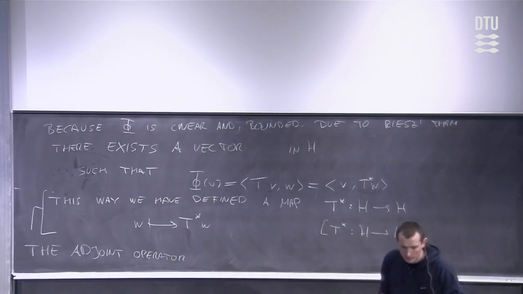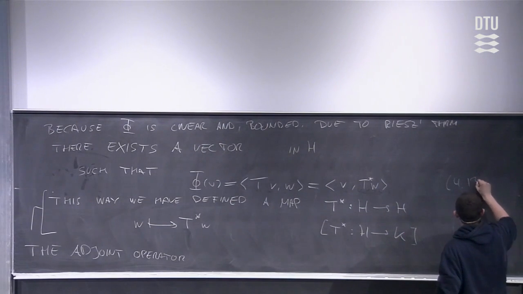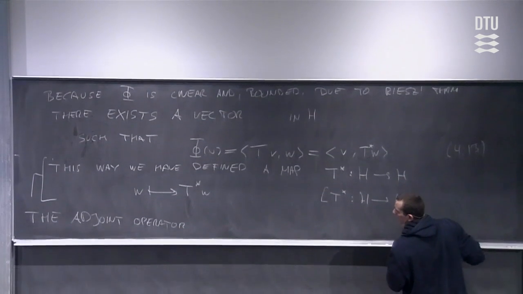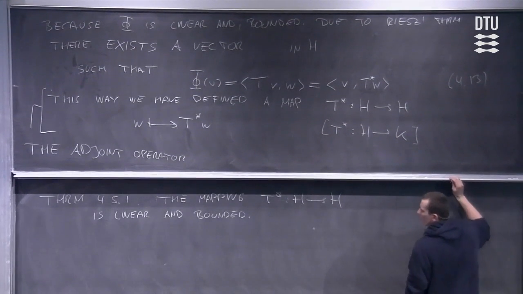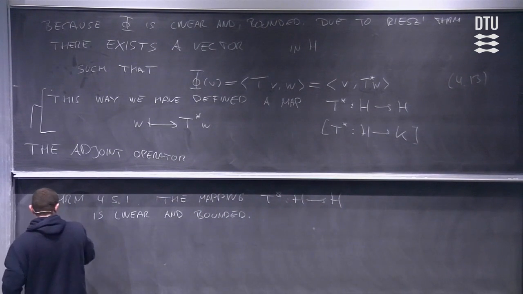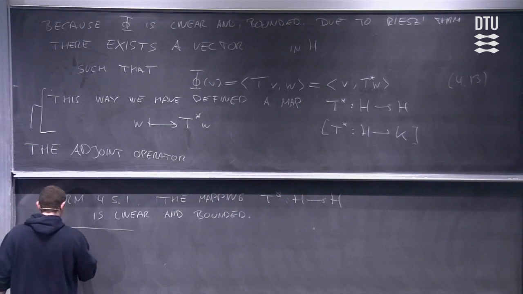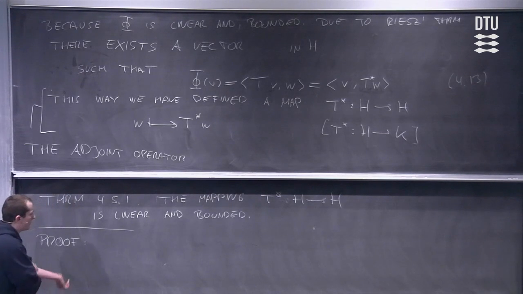In fact, the equation is called 413 in the book. Okay. So let's show this. Let's start with linearity, because linearity is always a bit simple. So what do we need to show?